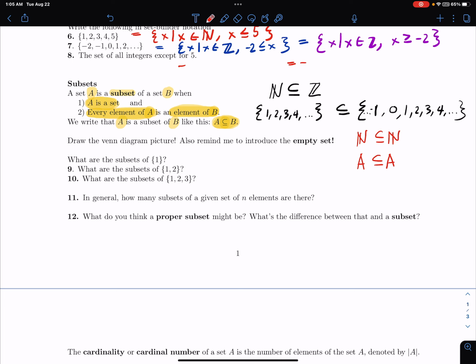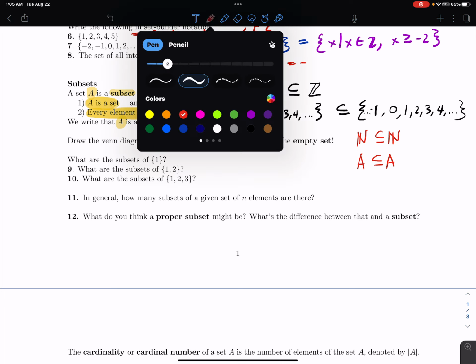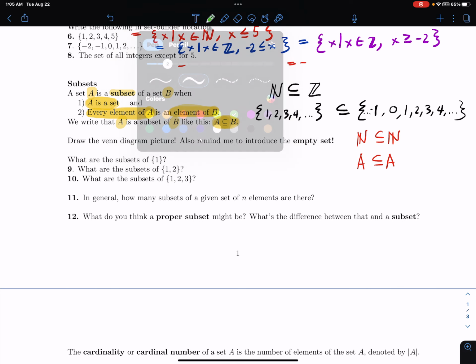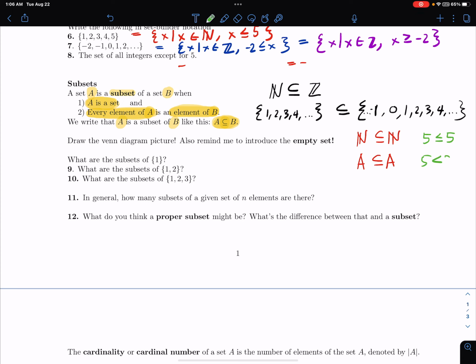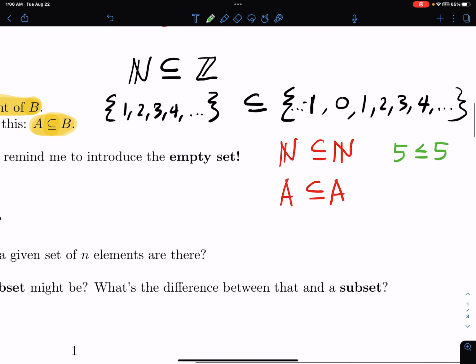Because they're equal, right? And the analogy is similar to the way that we look at regular numbers. Like you can say something like 5 is less than or equal to 5, right? You can't say 5 is less than 5. That's not true. But you can say 5 is less than or equal to 5, because they're equal.